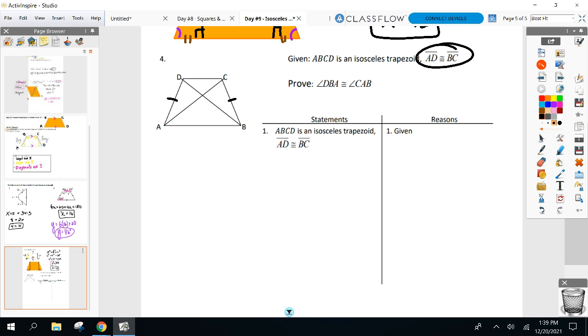That makes you automatically realize, what about DC and AB? Those are the parallel sides. You don't need to state that. That's part of this given right here. All right, but they do need to give you one or the other, so you know which one's congruent, which one's parallel. And I am done talking. Good luck to you and your group.